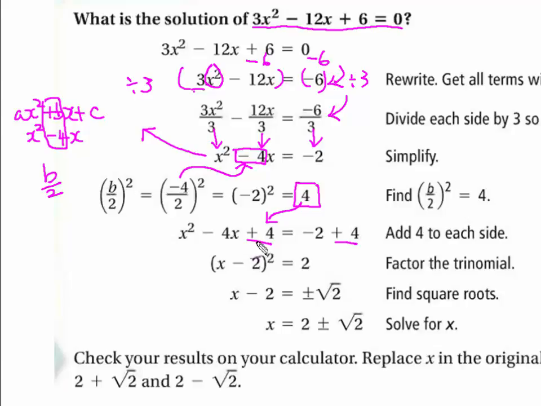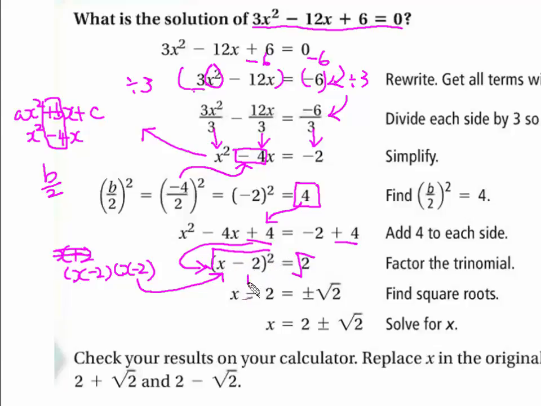The reason we add 4 on this side is because we want to get the perfect square. And if you use the sum and factor strategy, you know this one should be x minus 2 times x minus 2, which will give you (x minus 2) squared. And then once we have the perfect square, we can square root the whole thing to get rid of the square. And that's why you end up with x minus 2, and this one is plus or minus square root of 2.